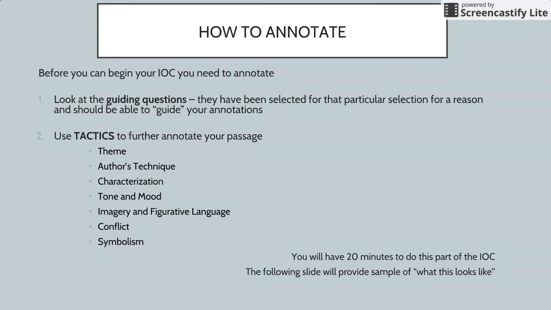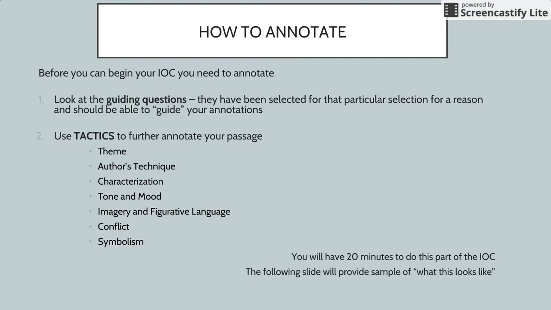So if it's asking you about characterization, chances are there's solid text evidence in that piece that will support any idea with characterization. If there's a guiding question about conflict, it's probably a section with conflict. Same thing with figurative language. There's probably multiple examples of figurative language that you can use. So don't ignore the guiding questions. You don't necessarily have to talk about them, but they are guaranteed in that passage.